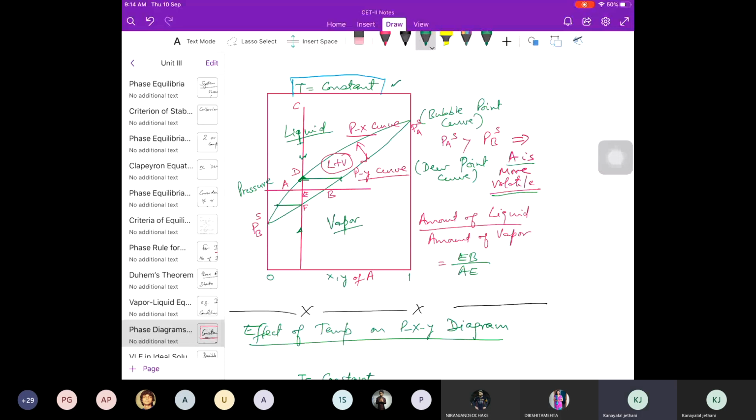If x is given, I have to find y, what does it mean? Bubble point. And if y is given, I have to find x, what is that? Dew point. So understand that if you understand the definition of bubble point and dew point, you can always say what calculation we are doing.